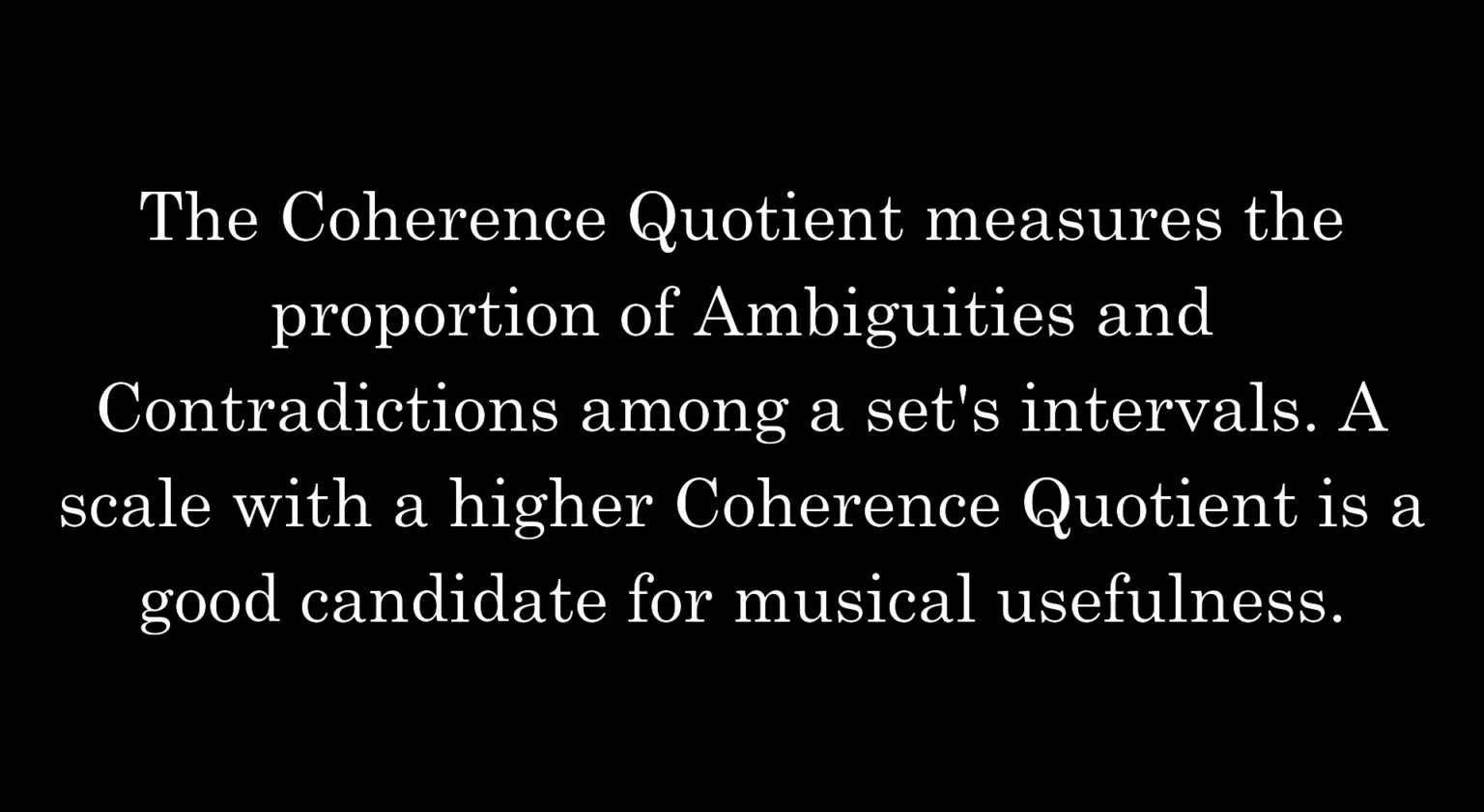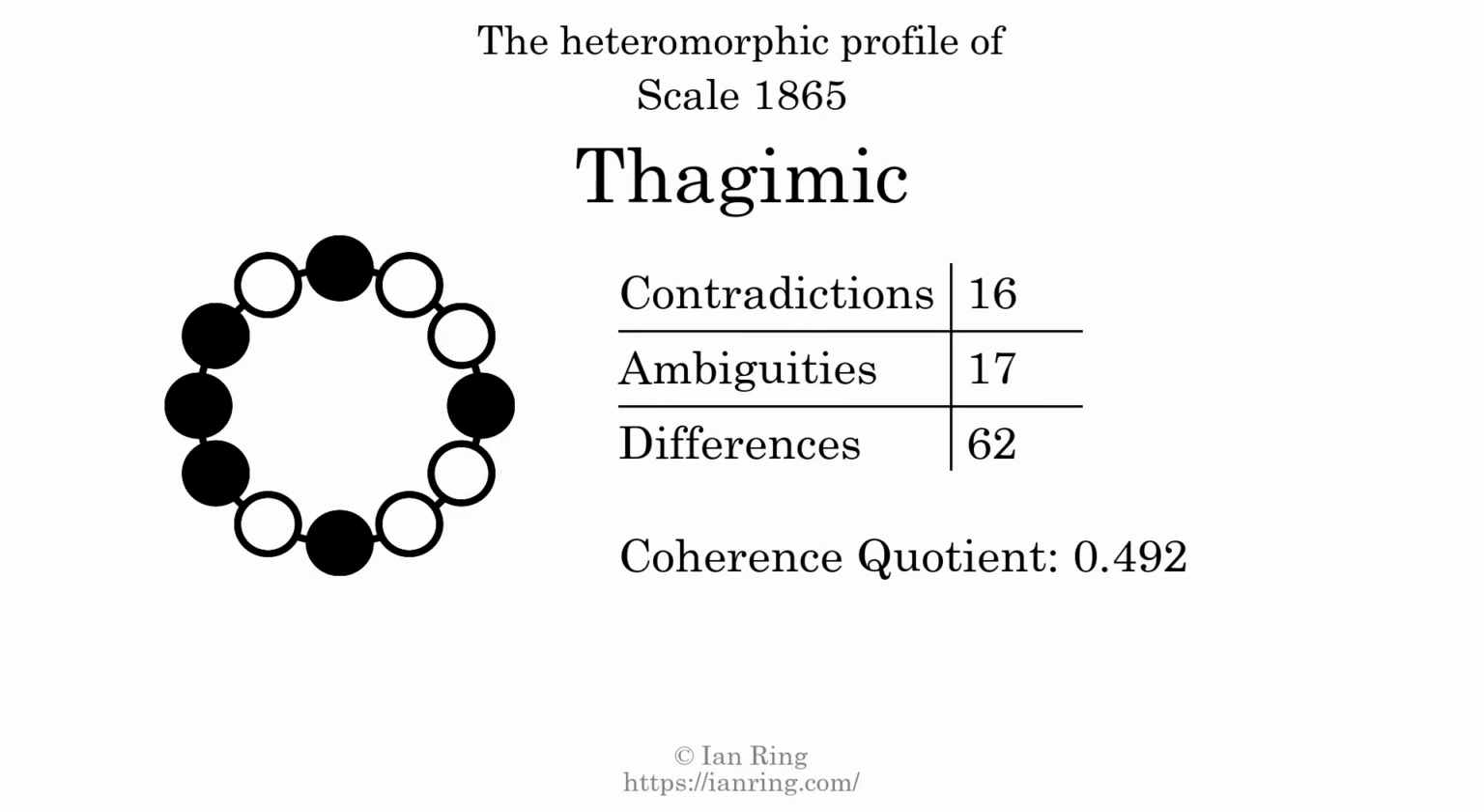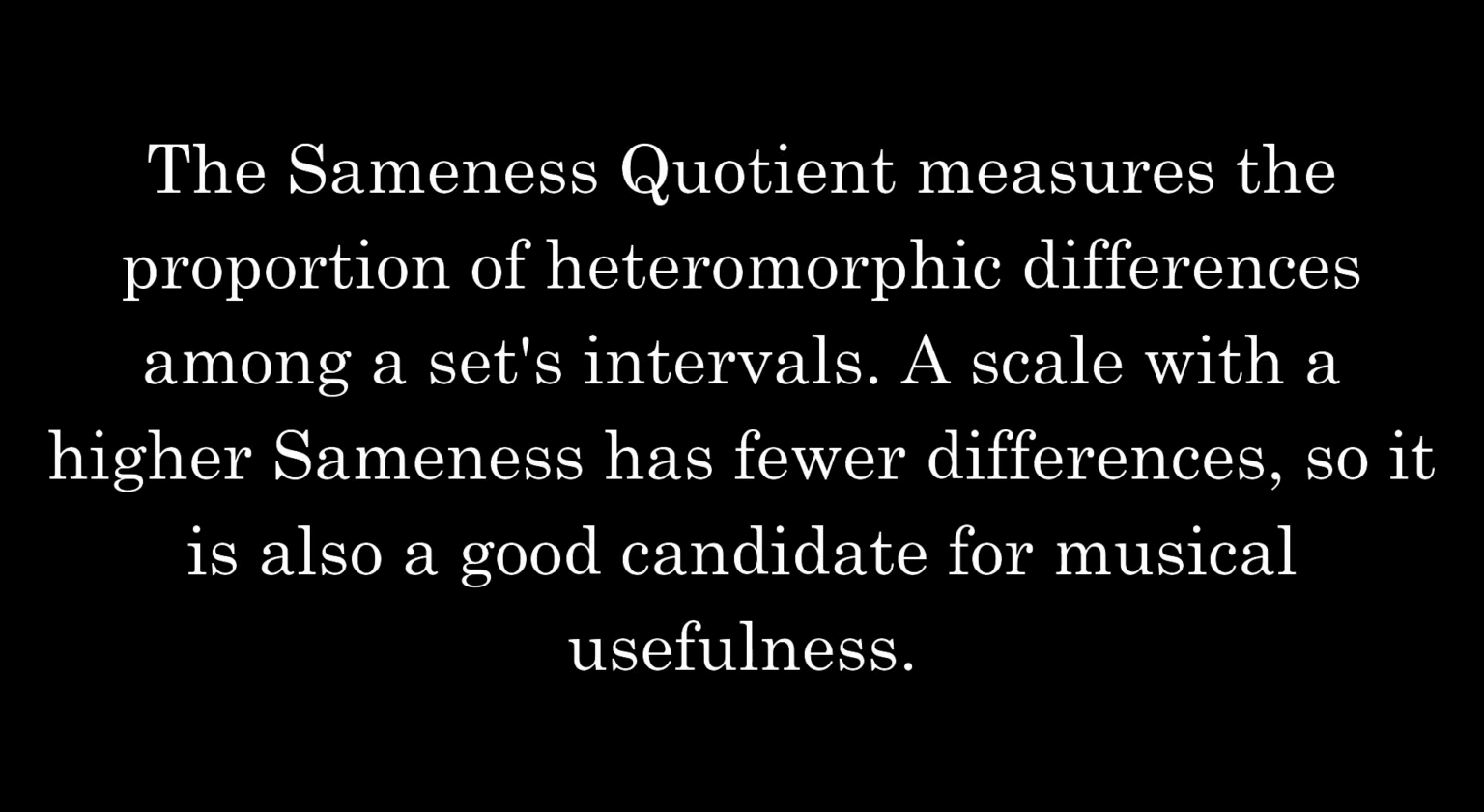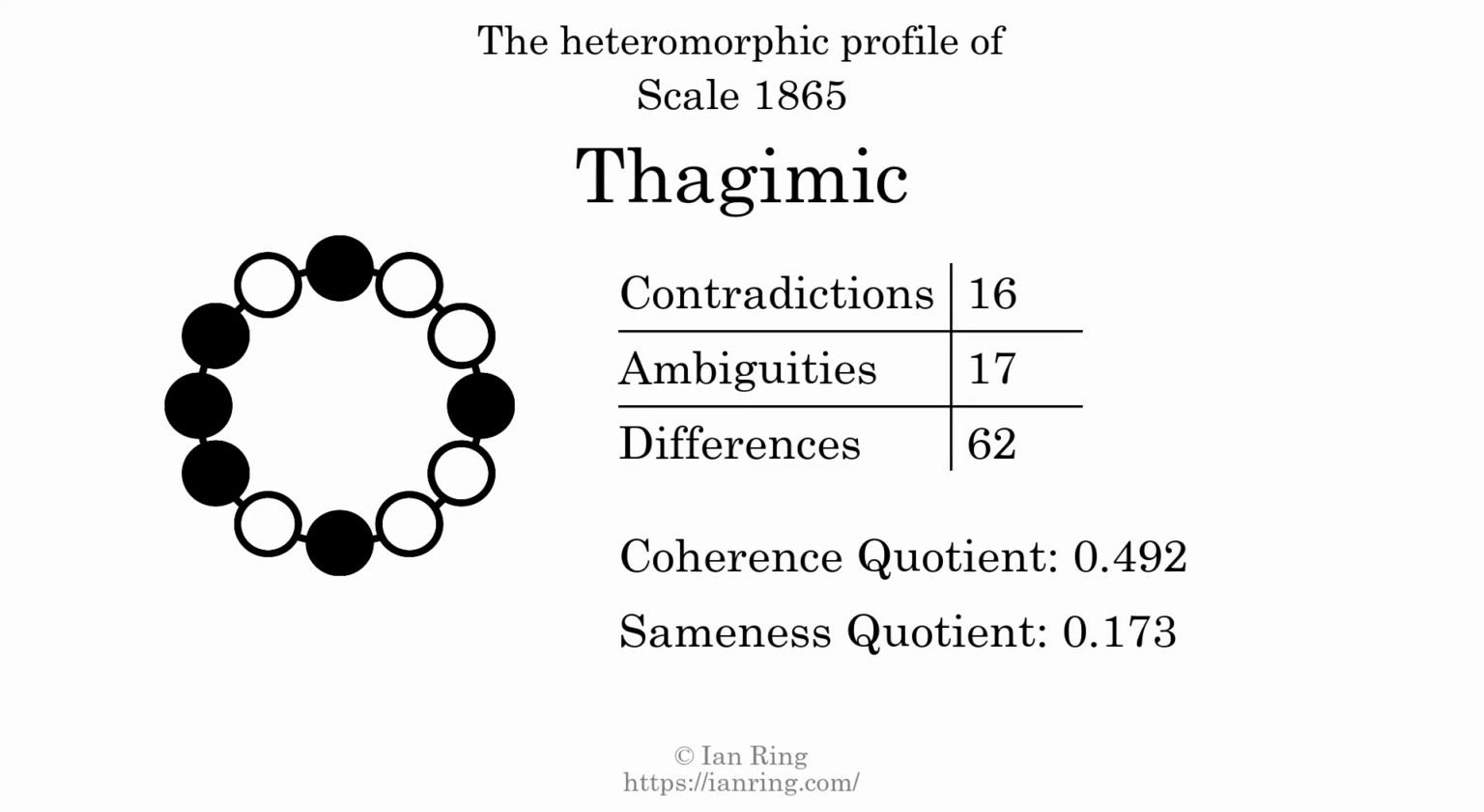The coherence quotient measures the proportion of ambiguities and contradictions among a set's intervals. A scale with a higher coherence quotient is a good candidate for musical usefulness. The coherence quotient is 0.492. The sameness quotient measures the proportion of heteromorphic differences among a set's intervals. A scale with a higher sameness has fewer differences, so it is also a good candidate for musical usefulness. The sameness quotient is 0.173.